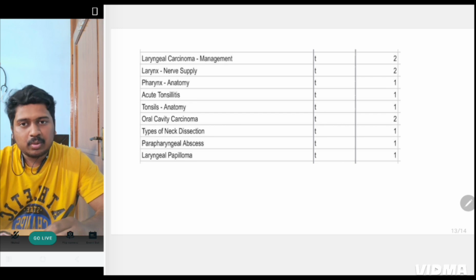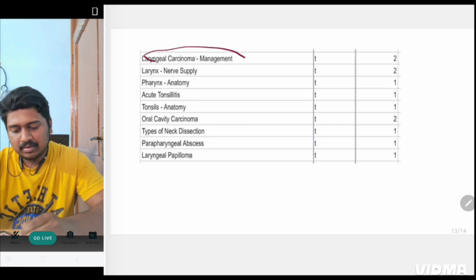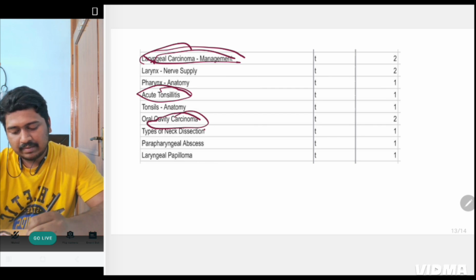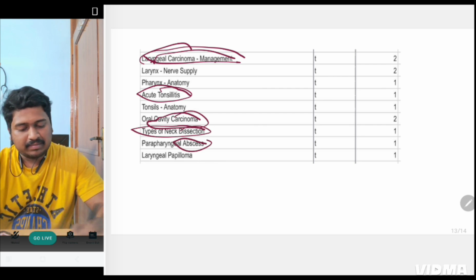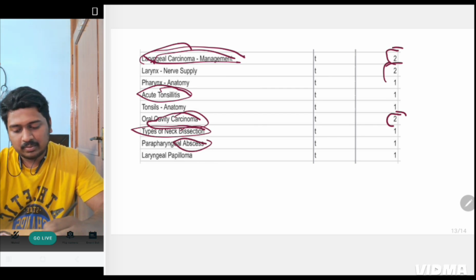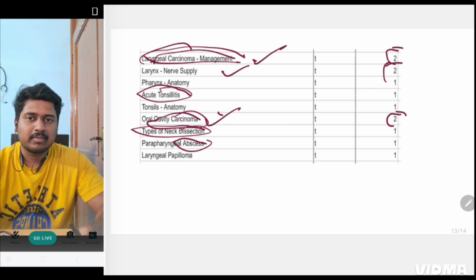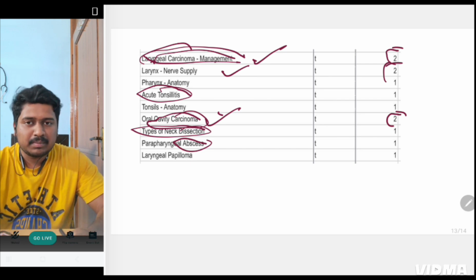Coming to throat, again very few questions have been asked, mainly on larynx: laryngeal carcinoma, tonsillitis, oral cavity carcinoma, neck dissection, parapharyngeal abscess. The repeated questions were on only 3 topics: laryngeal carcinoma, laryngeal nerve supply, and oral cavity carcinoma. The rest are asked once or twice here and there, so you don't have to study much in depth.